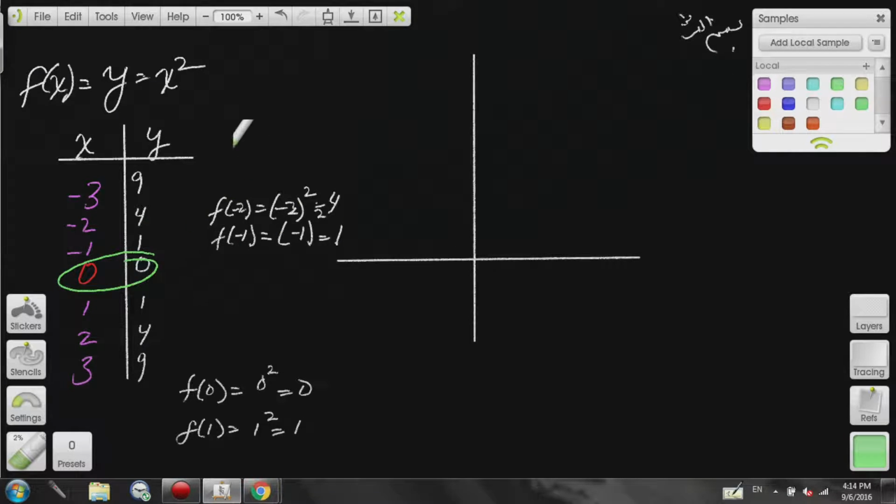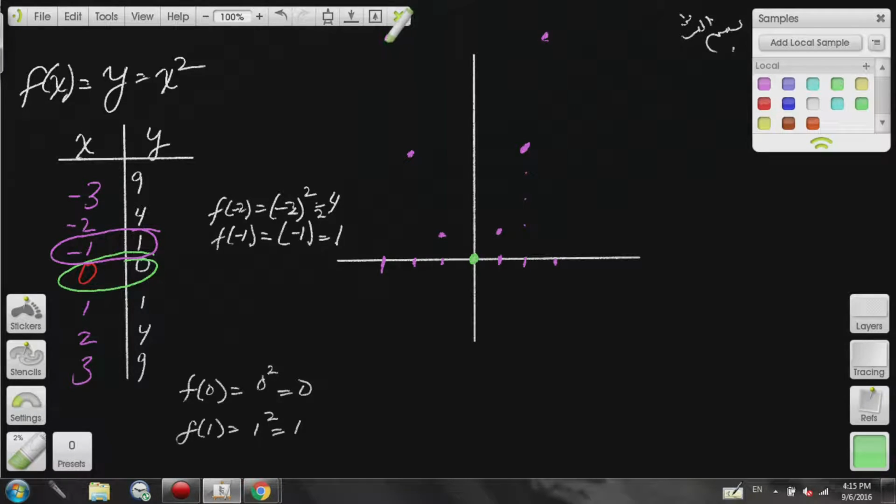When x is 0, y is 0. That's this point right here. And when x is 1, y is 1. That's the point right there. When x is 2, y is 4 right there. When x is 3, it's 9, like over here. On the other side, when x is negative 1, it's also 1. When x is negative 2, it's 4. X is negative 3, it's 9, way up there.